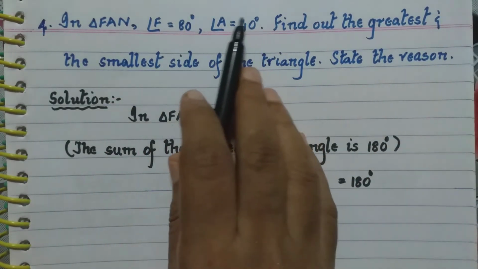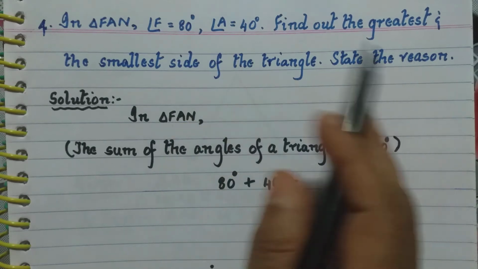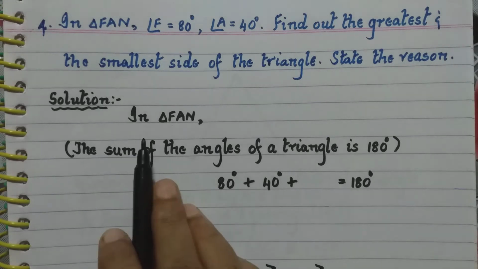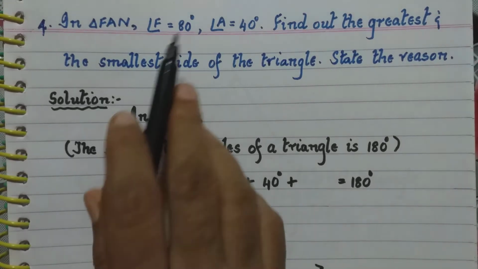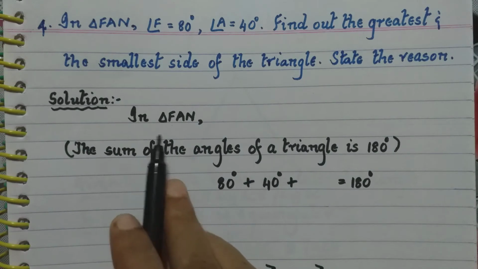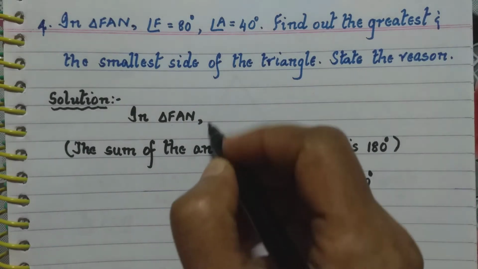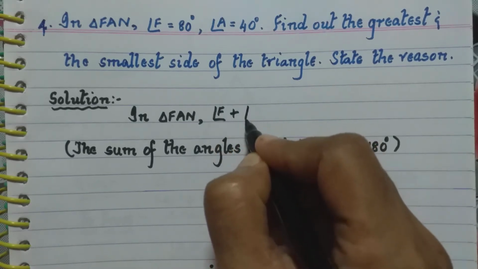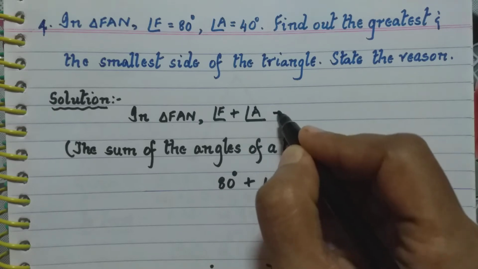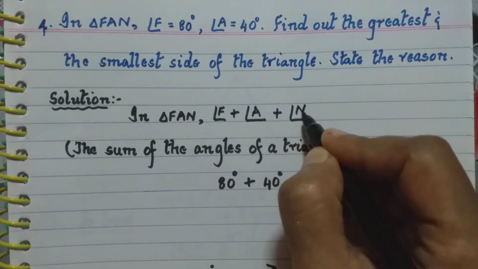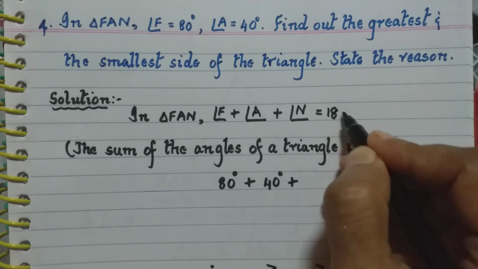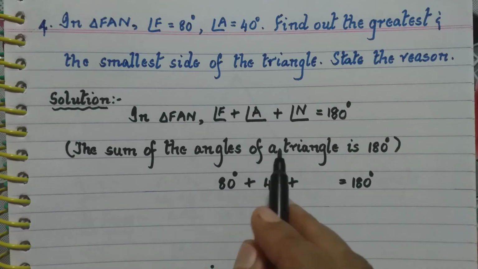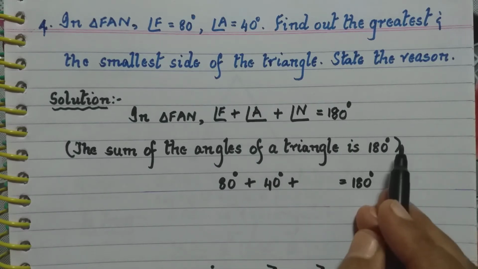Now two angles are already given to us. We have to find the third angle, that is angle N. So now look here, we first try to find this angle N. In triangle FAN, we have angle F plus angle A plus angle N is equal to 180 degrees. Now how is that possible? Because the sum of the angles of a triangle is 180 degrees.